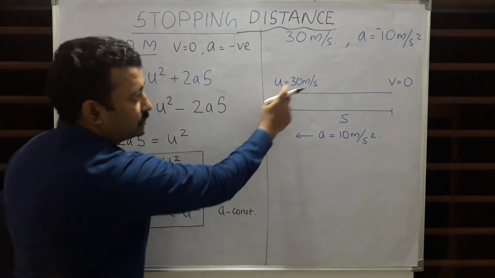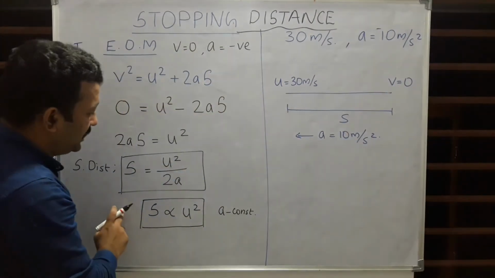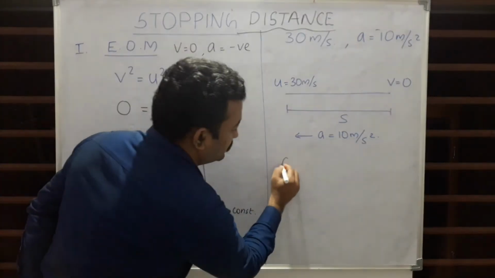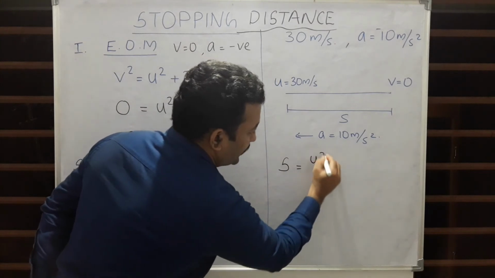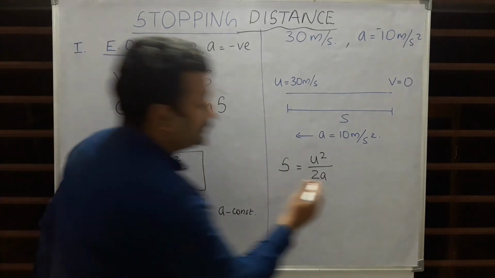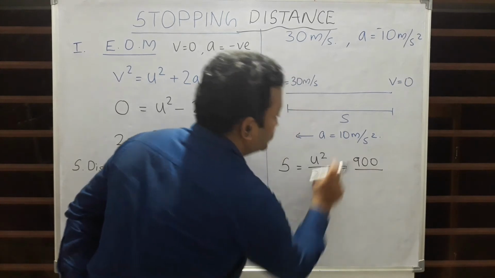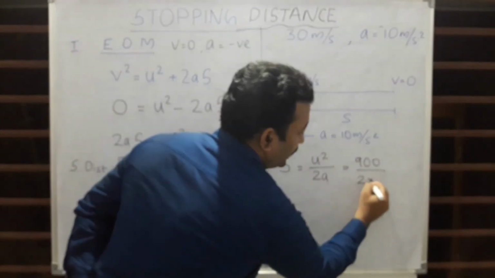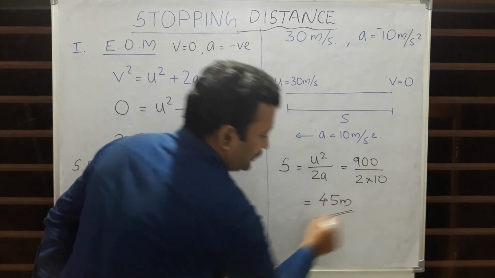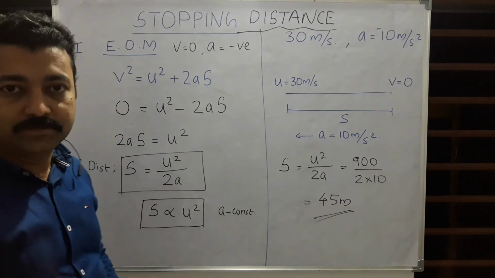We got u is equal to 30 meter per second, v is equal to 0, a is equal to 10. Let me substitute that one over here. We have stopping distance is equal to u square divided by 2a. What is u square? U square is 30 square. 30 square is 900 and acceleration is 10, so 2 into 10. Solving this, you will get the value as 45 meters. So the stopping distance for that car is equal to 45 meters.